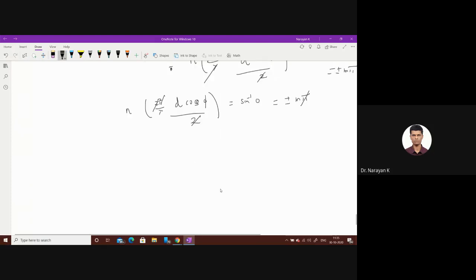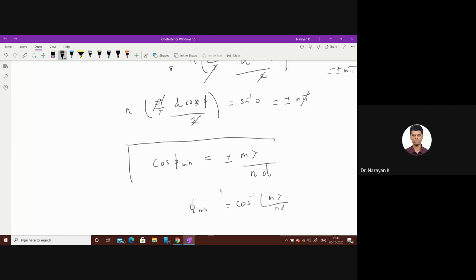Now finally what will happen is cos phi minimum, because this is a null direction, minimum we have equated to minimum, you will get m into lambda. This will go to the right hand side, plus minus, this is plus minus m into lambda divided by n into d. This is your cos phi minimum. So your phi minimum will be equal to cos inverse of m lambda divided by n d. This whole thing is your plus minus.